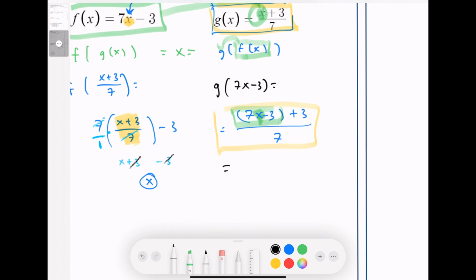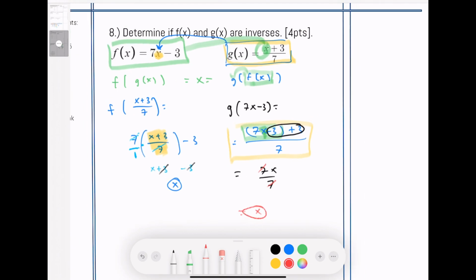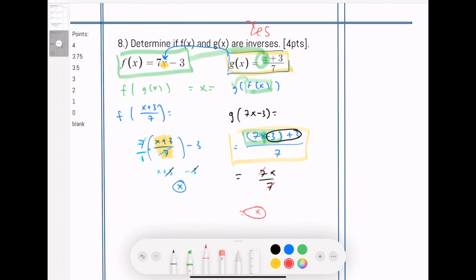We don't need the parentheses anymore, and then these will equal 0. So 7x over 7, and then that cancels, and then you're left with x. So they're both equal to x, so yes, they're inverses. If this was something like 2x, then it wouldn't be an inverse.